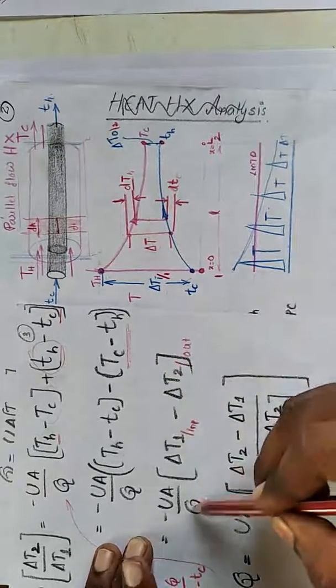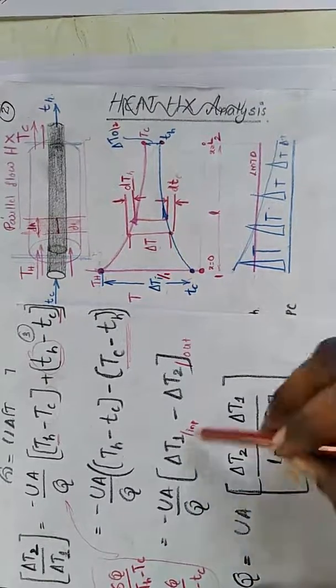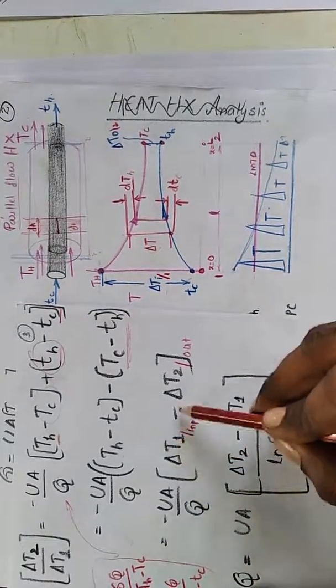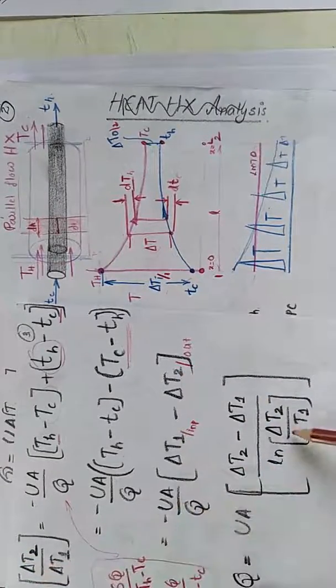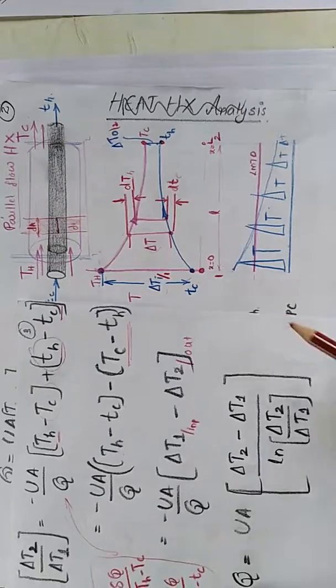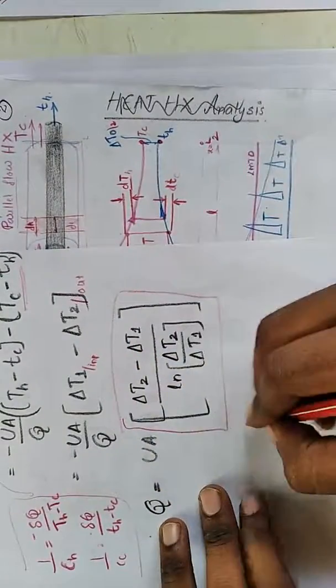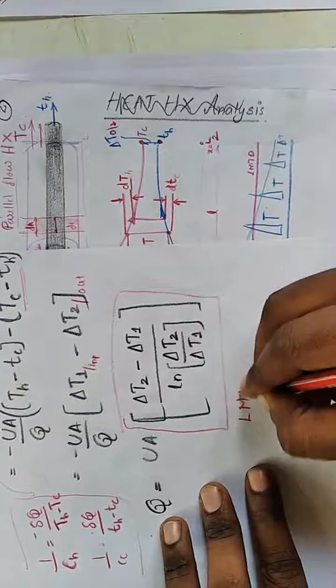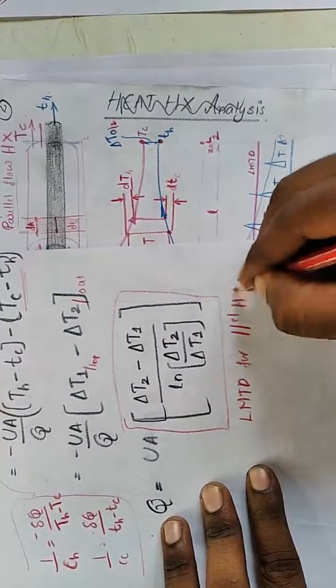Now what is the heat transfer? The heat transfer Q is equal to UA into delta T1 minus delta T2 divided by ln of delta T2 by delta T1. Now this term is the logarithmic mean temperature difference, LMTD, for a parallel flow heat exchanger.